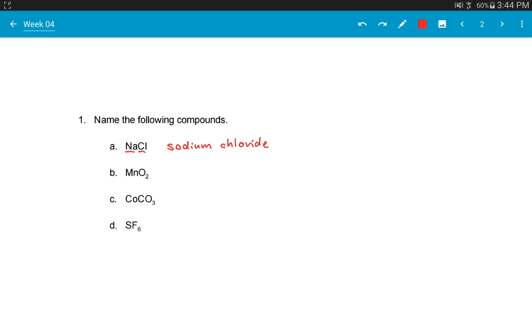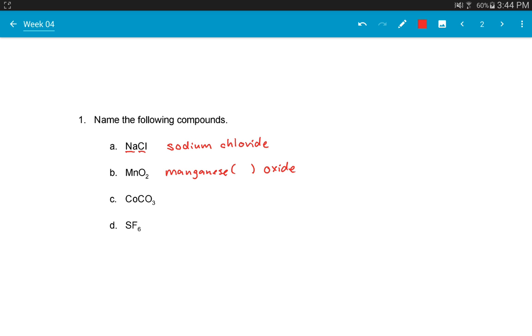In the next problem, we have manganese, which is one of the transition metals. So my habit, my tradition, is to leave an empty parentheses after the manganese, so I know to go back and fill in the Roman numeral. The O is oxygen, but as a well-behaved anion, it is simply called oxide.